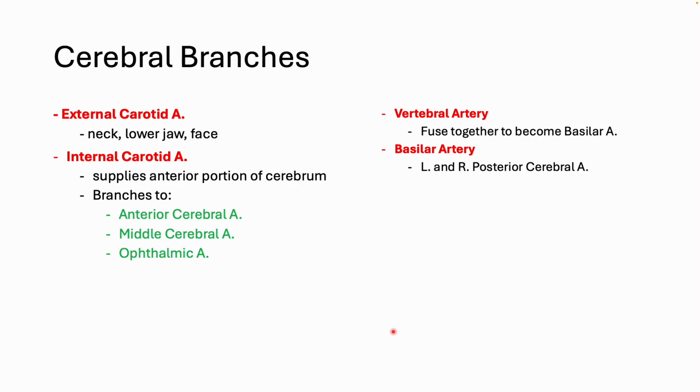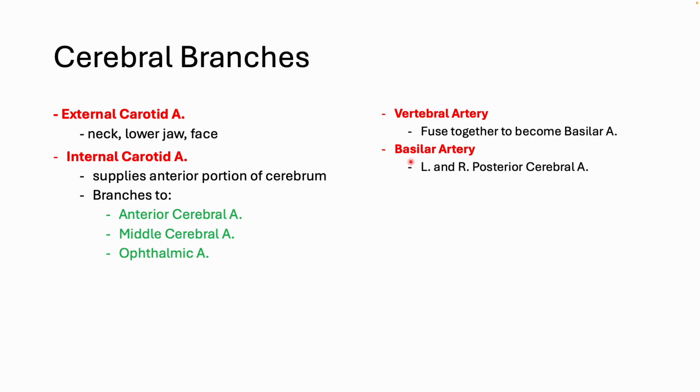So the external carotid artery supplies your neck, lower jaw, and face. Your internal carotid artery supplies the anterior portion of the cerebrum, which further branches into the anterior cerebral artery towards the midline, the middle cerebral artery in the middle of the brain, and the ophthalmic artery towards your eyes. Those are the three majors.